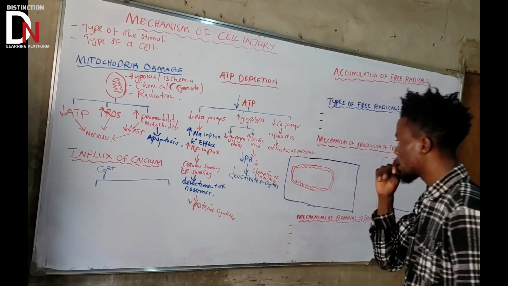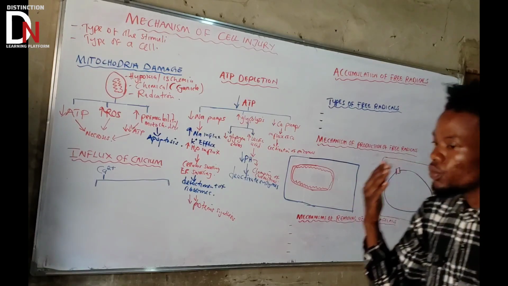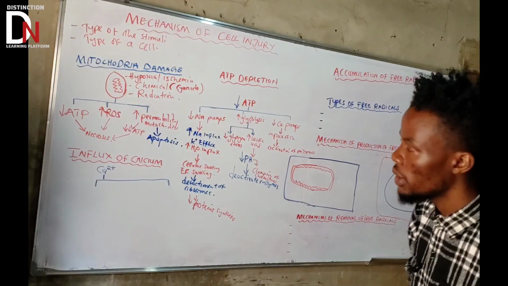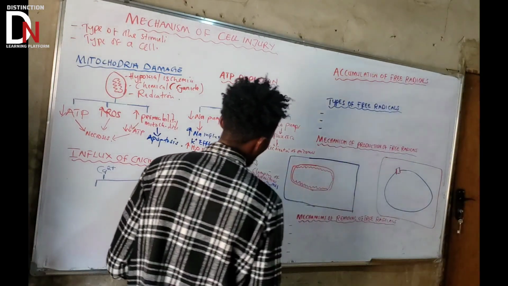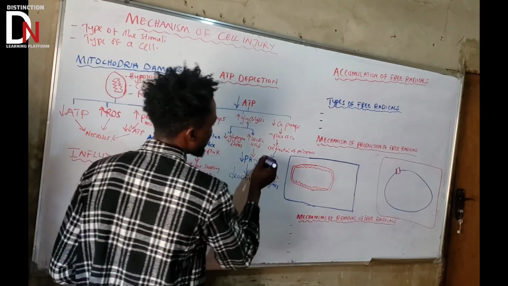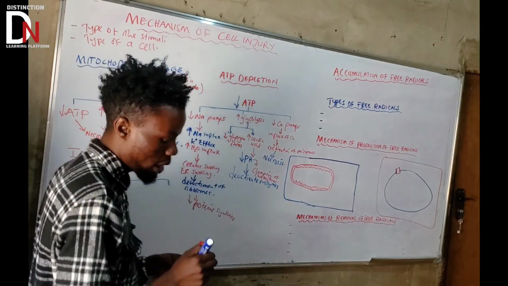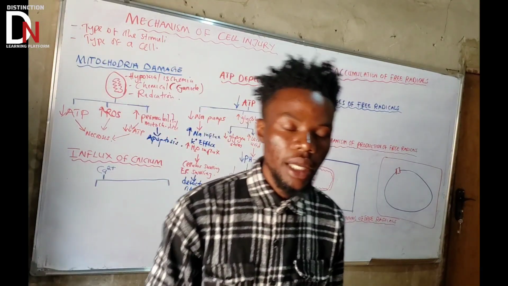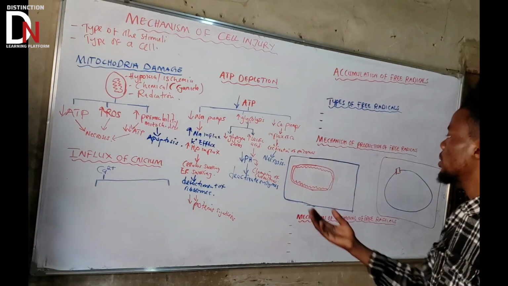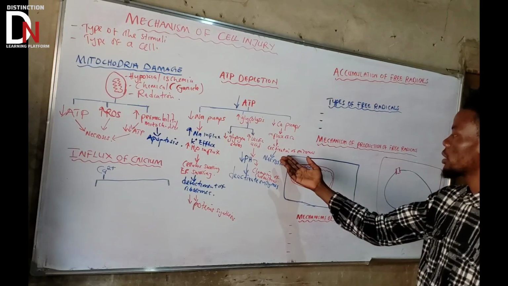So just know that if there is activation of enzymes there, it will lead to necrosis of the cell, because of the accumulation of calcium in the cell. Necrosis will come about because those enzymes that are being activated are very toxic. They lead to necrosis.